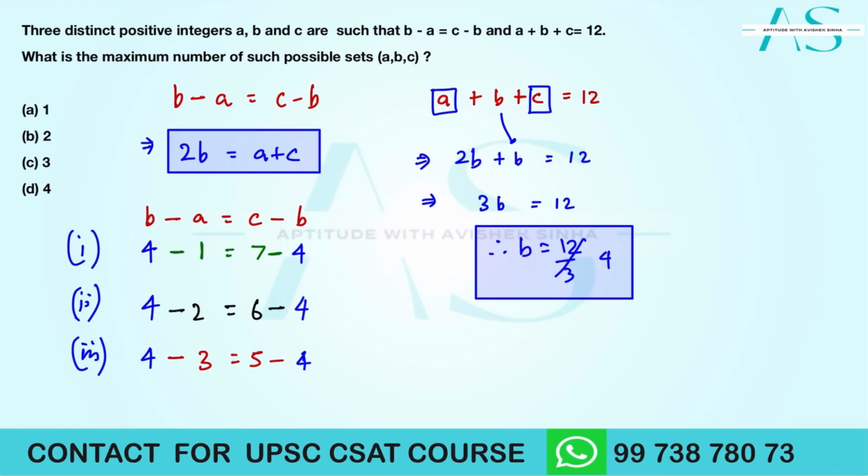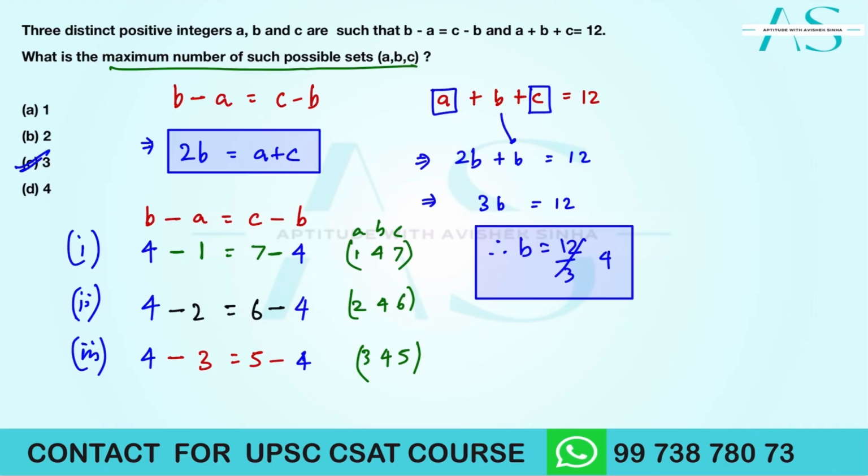So only these three sets are possible. The sets include a, b and c being 1, 4 and 7, or 2, 4 and 6, or 3, 4 and 5. That's it. So what is the number of possible sets of a, b and c? There are 3 possible sets.